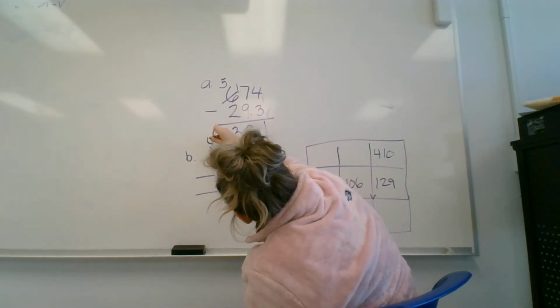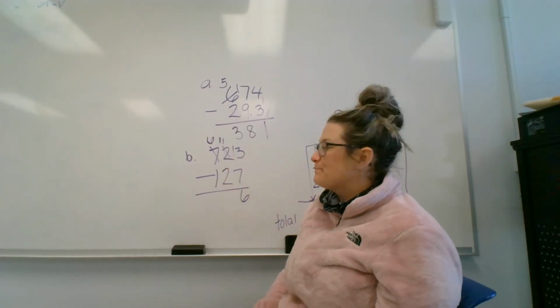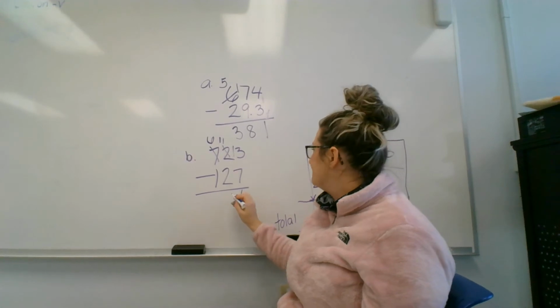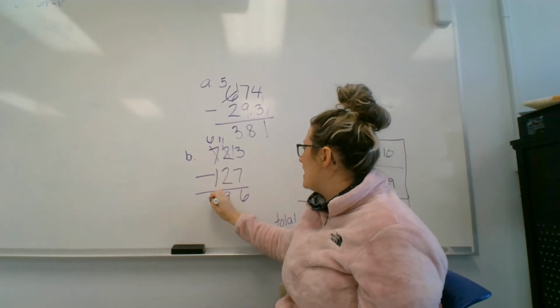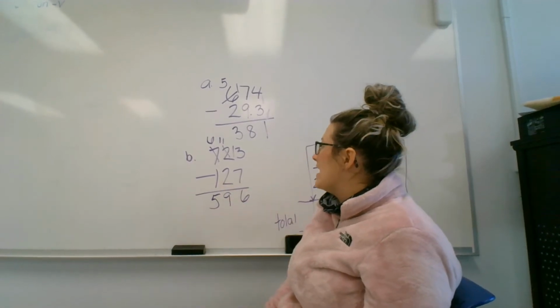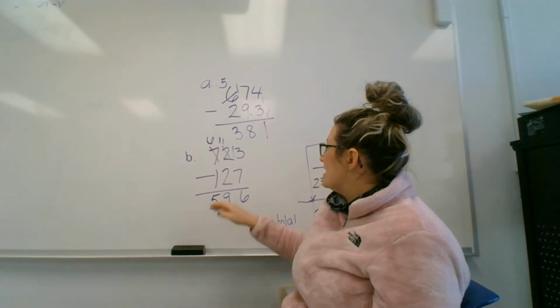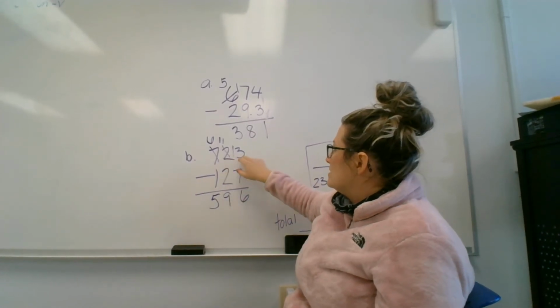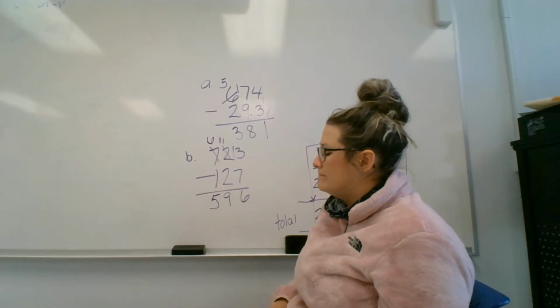7 minus 1 is 6. I'm going to bring my 1 over here. So now I have 11 minus 2. 11, 10, 9. So 9, and then a 6 minus 1 is 5. 596. In this problem, I had to borrow more than once, so 2 times, because I had to use this 2 to help me solve this problem. So then I had to get more for the 2.